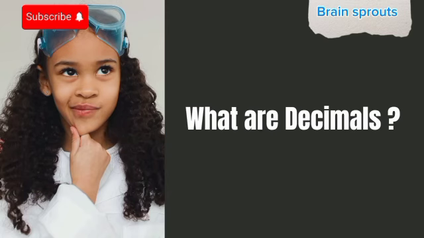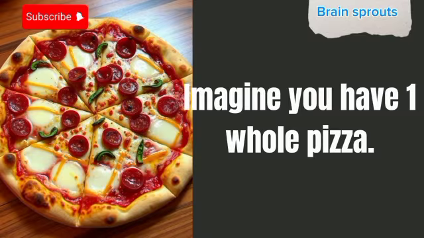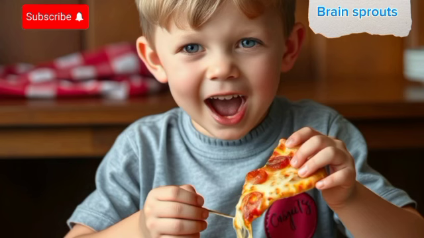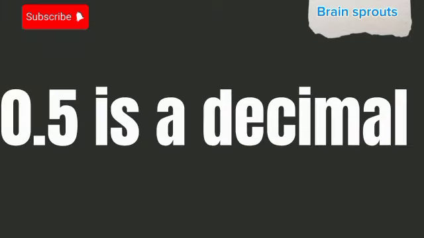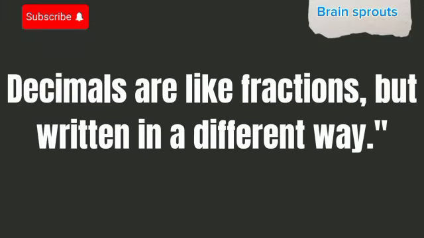Lesson 1. What are decimals? Imagine you have one whole pizza. If you eat the whole thing, that's 1. But if you eat half, instead of saying 1, we say 0.5. That's a decimal. Decimals are like fractions, but written in a different way.